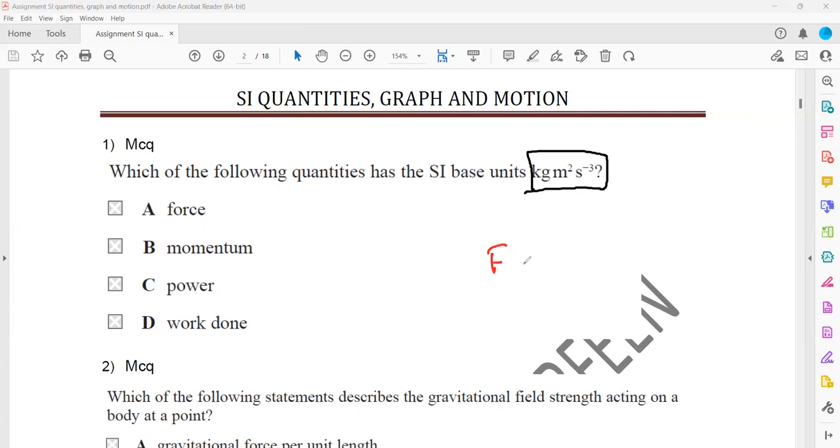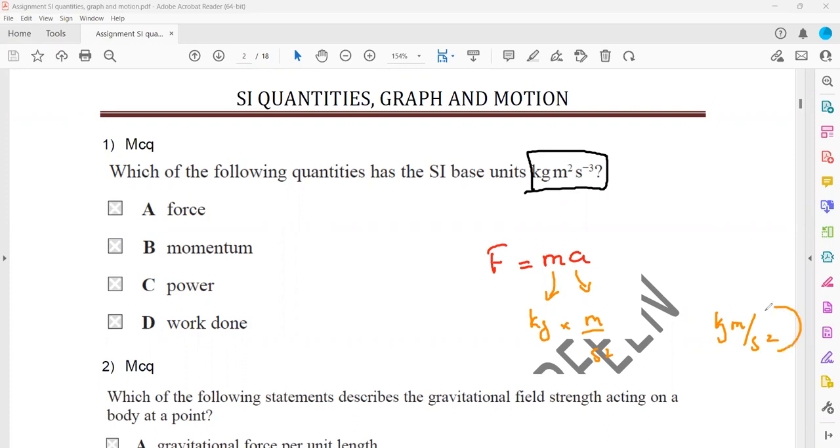First we write F is equal to ma. Force is equal to mass into acceleration. As I mentioned, you can use any formula you remember to work out the base unit. Then we write the unit for each quantity. The SI unit of mass is kilogram, kg, and the SI unit of acceleration is meter per second square. So it will become kilogram meter per second square.